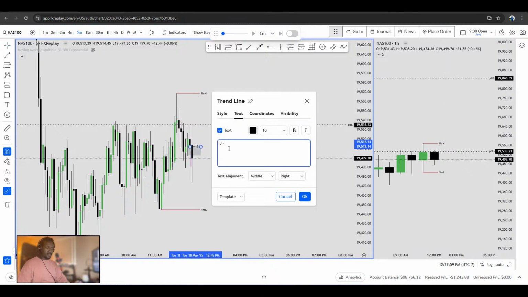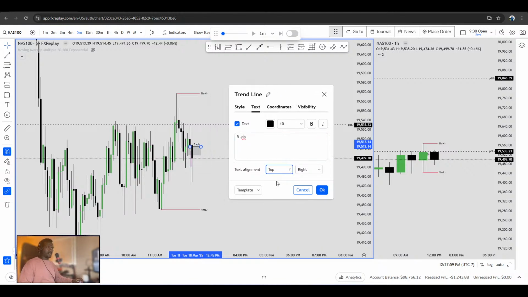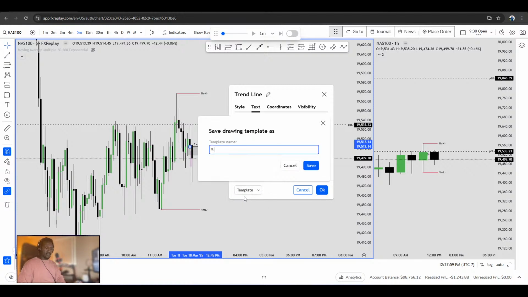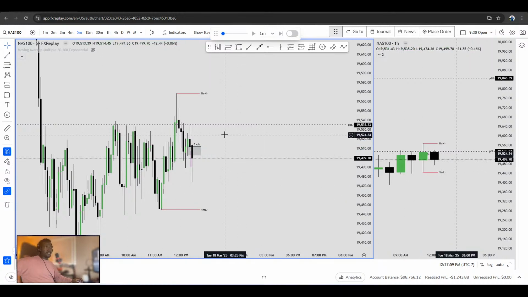Minute bearish order block. No, I need you to be up top, right? And we're gonna save that. 5 minute bearish order block, because we're probably gonna be using it.